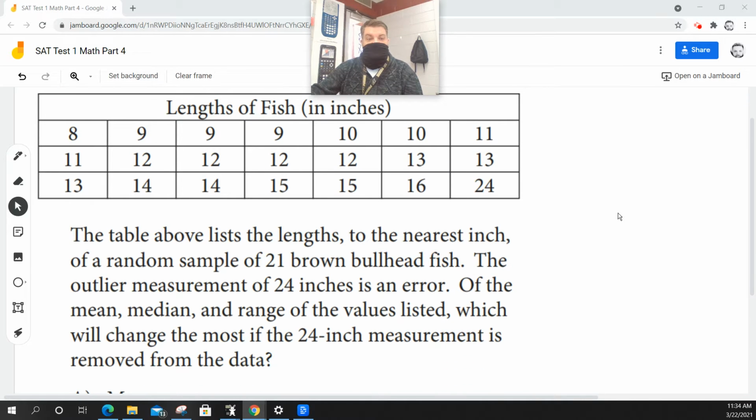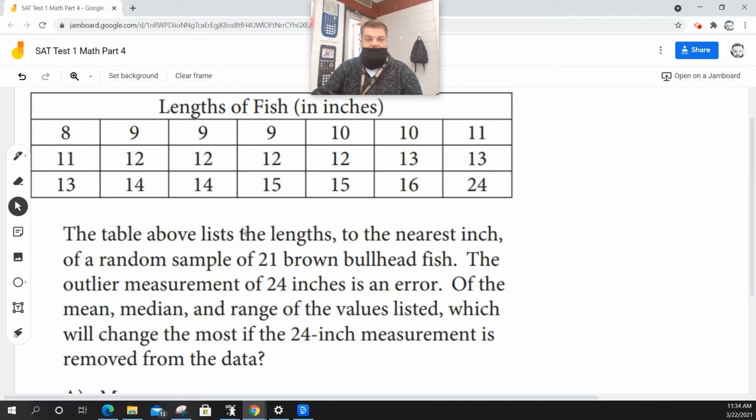Example number 14 says the table above lists the lengths to the nearest inch of a random sample of 21 brown bullhead fish, and the outlier measurement of 24 inches is an error. Of the median, mean, and range of the values listed, which will change the most if the 24-inch measurement is removed from the data? So if the 24-inch measurement is removed from the data, what are they saying?